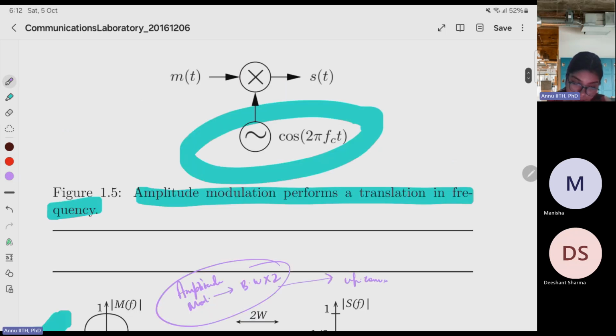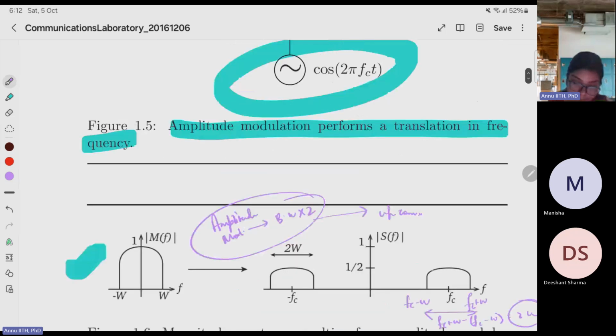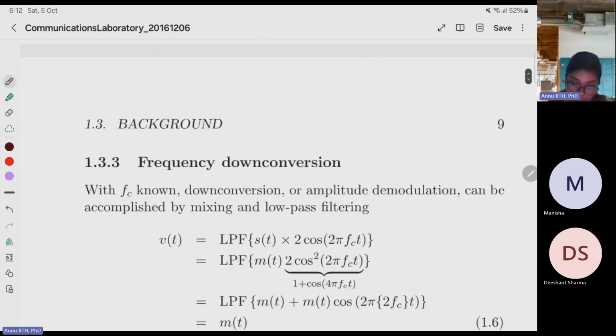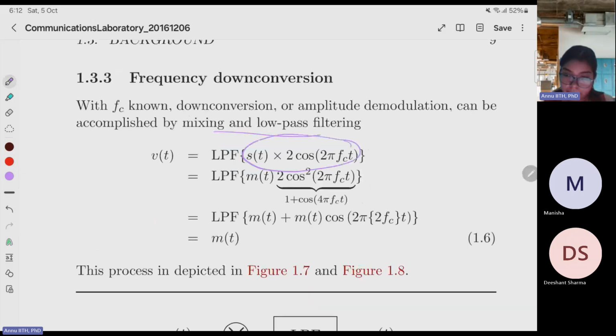Frequency down conversion. A down conversion, or amplitude demodulation, can be accomplished by mixing and low pass filtering. Once we are done with this, we pass it through a low pass filter. And we know the low pass filter will only pass the low frequencies or the DC frequencies. Right? So in this case, do you think this is given to any low pass frequencies? No, right?